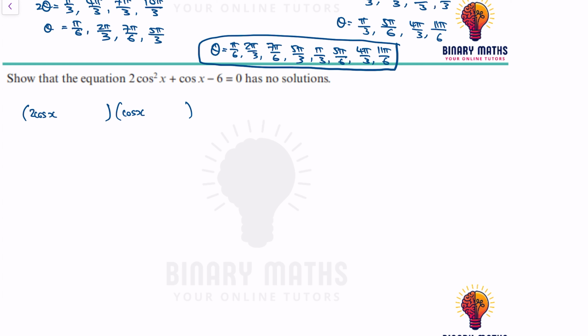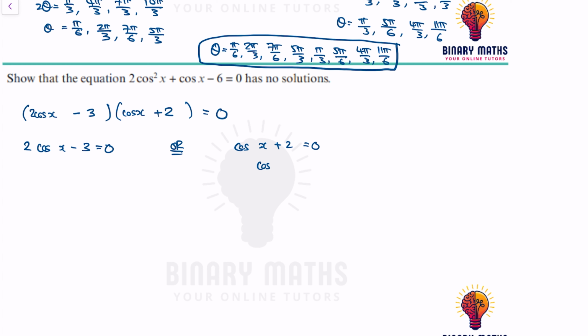So it's going to be positive 3, negative 1, or negative 3, positive 2. So it must be negative 3 here and positive 2 here. If I expand this, I get 2 cos squared x, I get the minus 6. From the middle terms, I get plus 4 cos x minus 3 cos x, which is positive cos x. So I get either 2 cos x minus 3 equals 0, or cos x plus 2 is equal to 0.